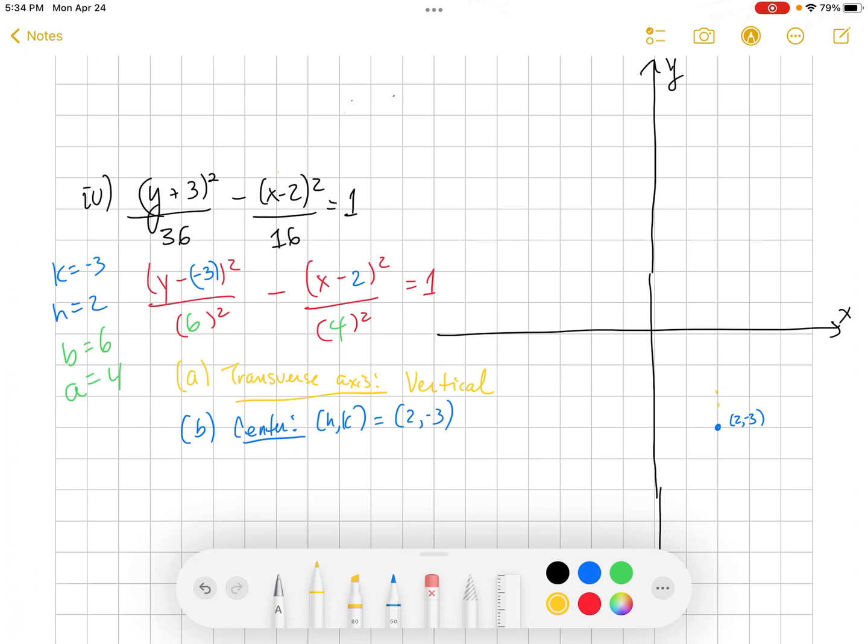And the center is 2, negative 3. We have a vertical transverse axis. We have a horizontal axis, but that's not the transverse axis. Our vertices are going to be on the vertical axis. Okay, vertices.